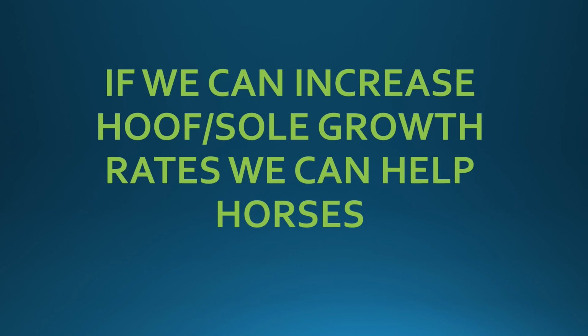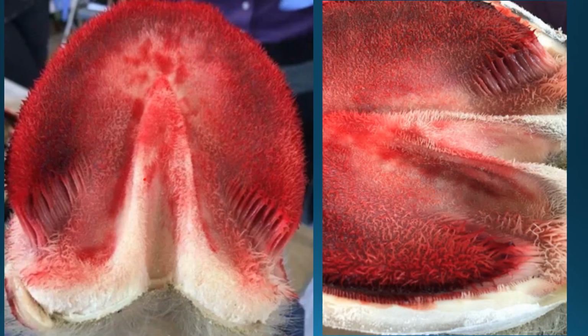Increasing hoof wall and sole growth is inherently linked to successful remedial shoeing outcomes, and at the end of the day, helps horses' welfare. So let's dive into some anatomy and get to an understanding of how the hoof wall, sole, and frog are produced.